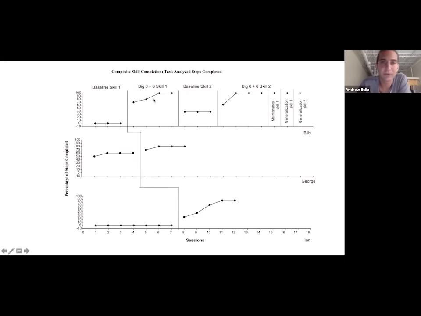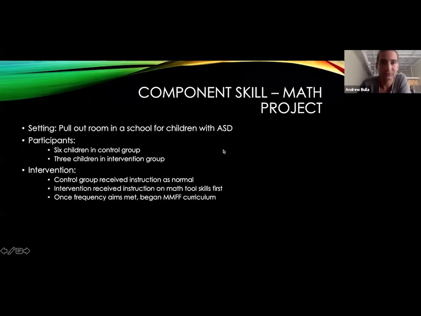When they built the big 6+6, those fine motor skills, to higher frequencies, we saw growth on the composite level performance without targeting that at all. So they did not target the composite skill, but they got growth in it from building the frequencies on the component skills. This is a project that we did at the Matthew Reardon Center here in Savannah, Georgia.